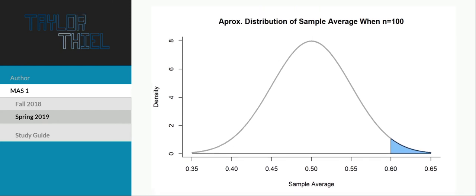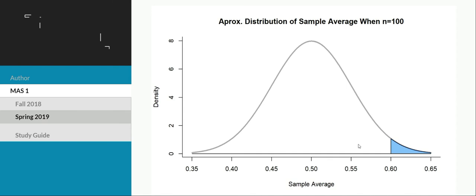So to express this visually, using our CLT, our normal approximation of the sample average of these Bernoulli trials would be mean 0.5, standard deviation 0.05, and our critical region starts at 0.6 and goes to the right.